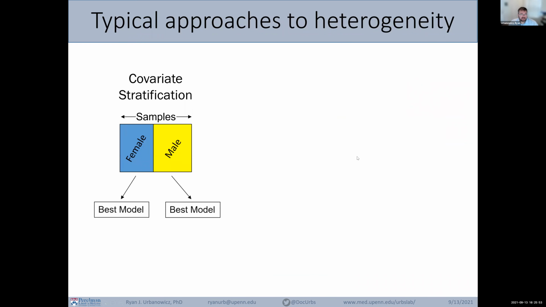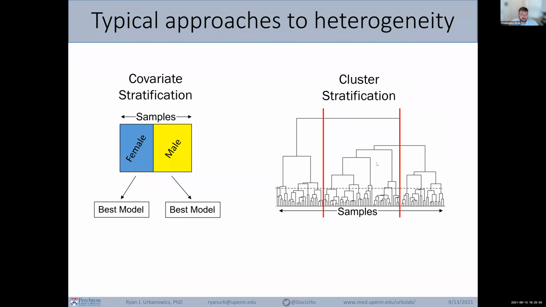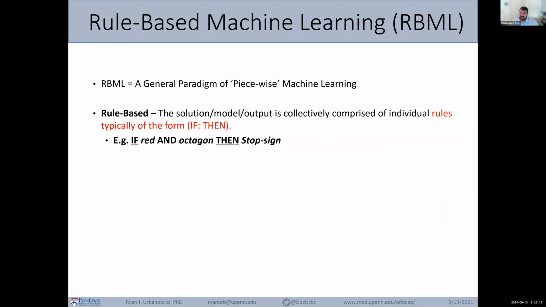I'm going to skip this slide, which talks a little more about how heterogeneity has been dealt with in the past. But I'll just say in a nutshell, previously they've tried to cluster patients ahead of time and then look for the best models within each cluster. But there are a lot of assumptions being made behind the scenes that lead to this not being terribly effective. So those biological problems are what led me to rule-based machine learning to begin with.